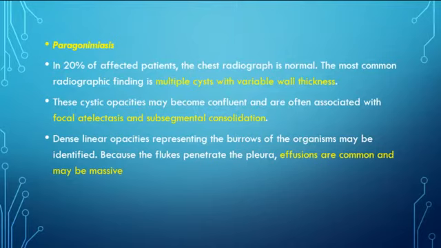Paragonimiasis. In 20% of affected patients, the chest radiograph is normal. The most common radiographic finding is multiple cysts with variable wall thickness. These cystic opacities may become confluent and are often associated with focal atelectasis and subsegmental consolidation. Dense linear opacities representing the burrows of the organisms may be identified. Because the flukes penetrate the pleura, effusions are common and may be massive.